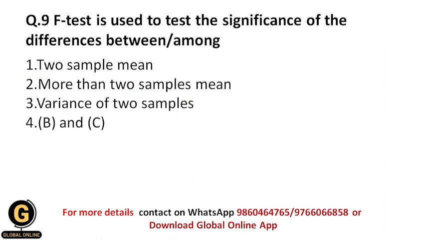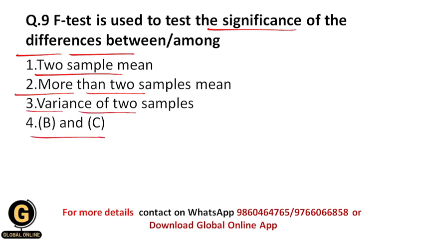Next, the F test is used to test the significance of the differences between or among. So what is the usefulness of the F test, why do we use the F test? Whether we need to identify the significance of the differences between or among two sample means, or more than two samples' means, or variance of two samples, or B and C. B and C means the second and third option.